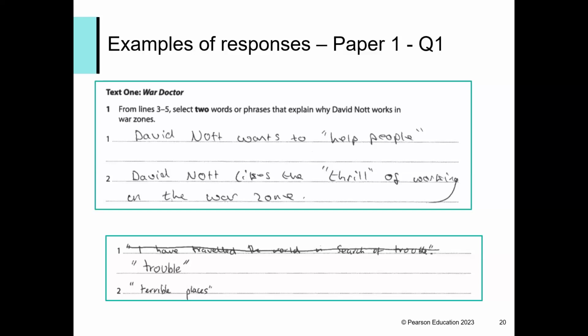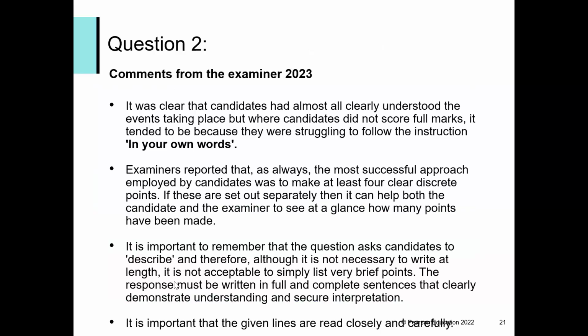So we're now going to look at question 2. This is on page 3 of SO7. And we're going to follow the same structure of looking at the comments from the principal examiner and then looking at a response. The principal examiner said, it was clear that candidates had almost all clearly understood the events taking place, but where candidates did not score full marks, it tended to be because they were struggling to follow the instruction in your own words.